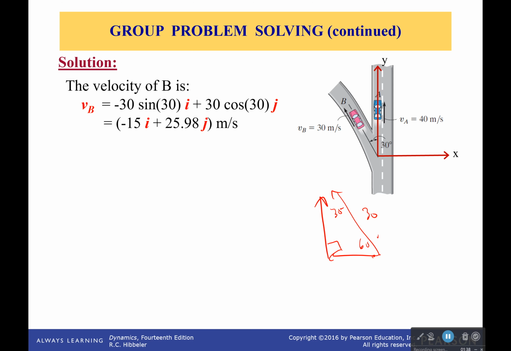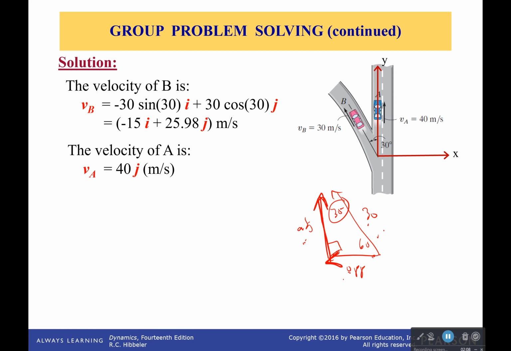And now I'm going to have to name my sides. So since I'm going from this 30-degree angle right here, this would be adjacent, this would be opposite. So for my x component, it will be opposite over hypotenuse, which is sine of 30. And it's going in the negative x direction. And for my y component, it will be adjacent over hypotenuse, which is cosine of 30, and that's going up, which is the positive y direction. And you see what I get right there.